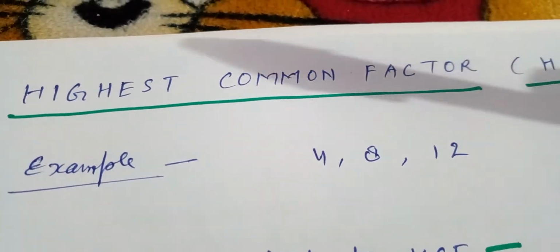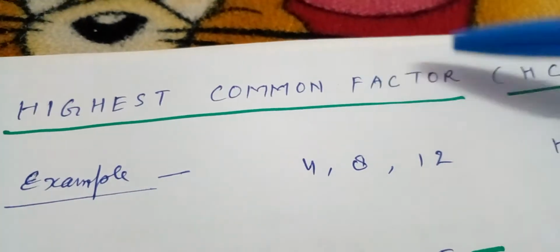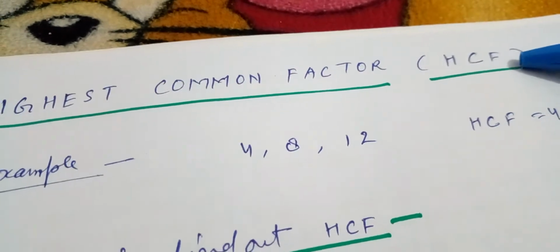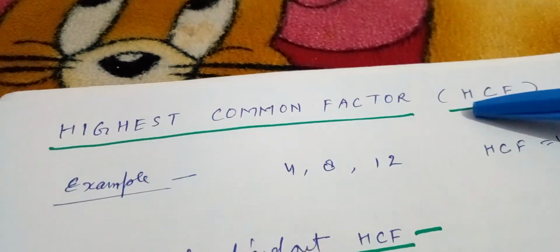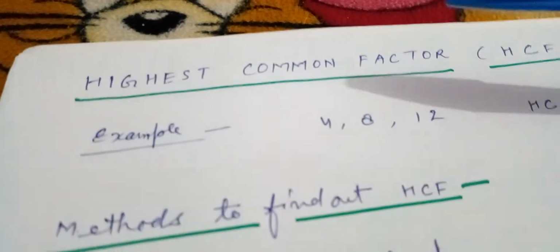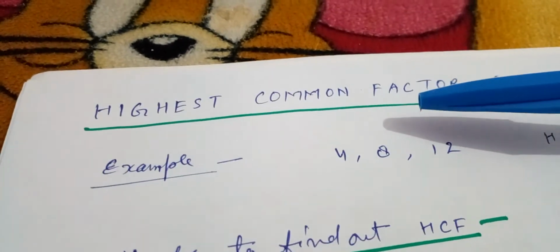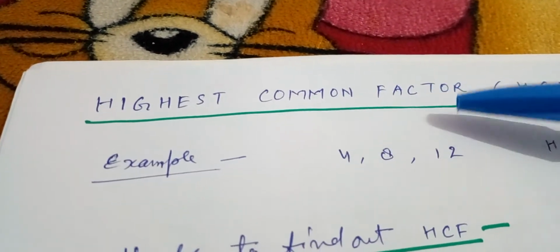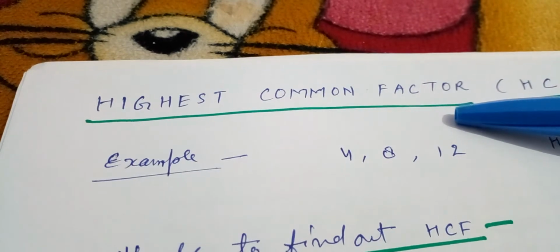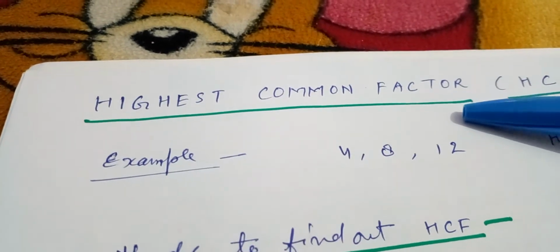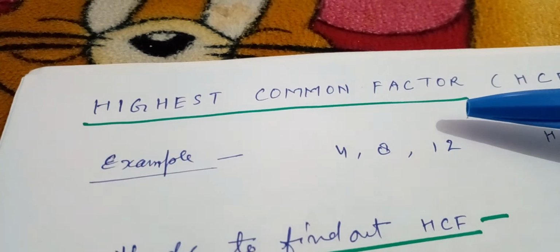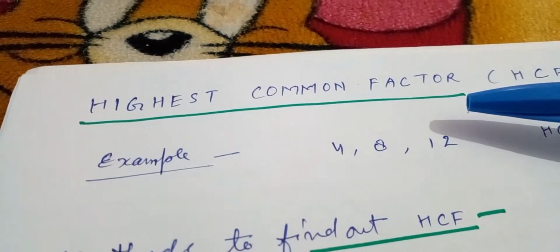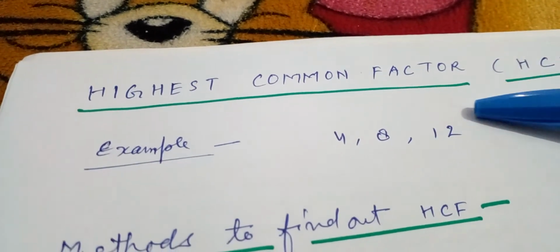Today we will study about highest common factor, HCF. What is HCF? What is highest common factor? The HCF or highest common factor of two or more than two numbers would be that highest number which completely divides the given numbers.